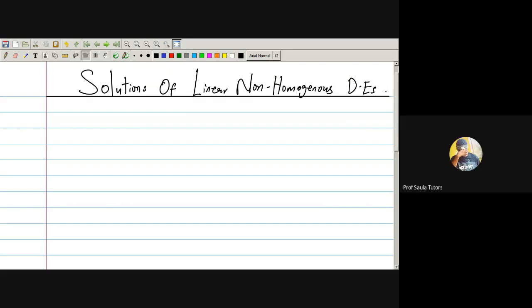Linear in the sense that there's no product of x and y in that term. Like there's nothing like xy. You understand? Good. And it's non-homogeneous because, check, let me tell you what non-homogeneous means now.